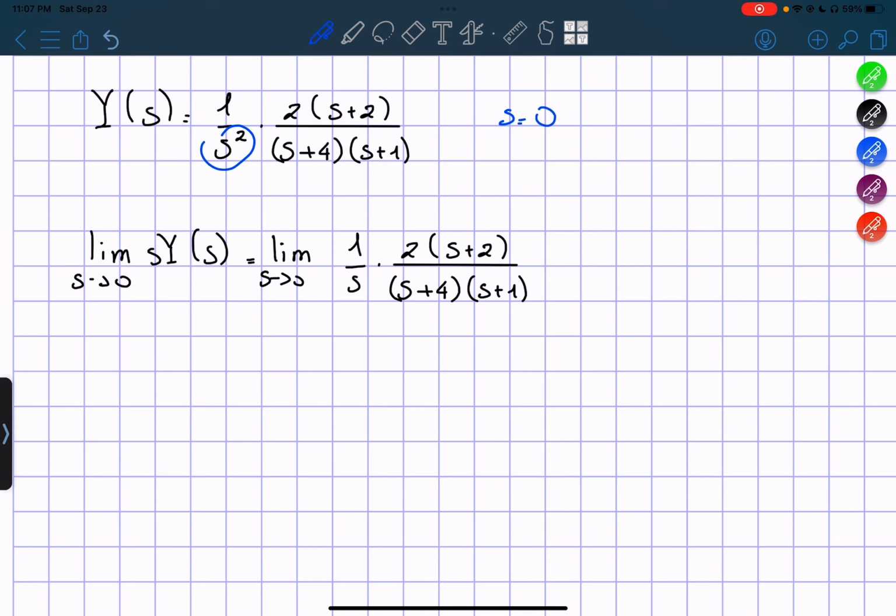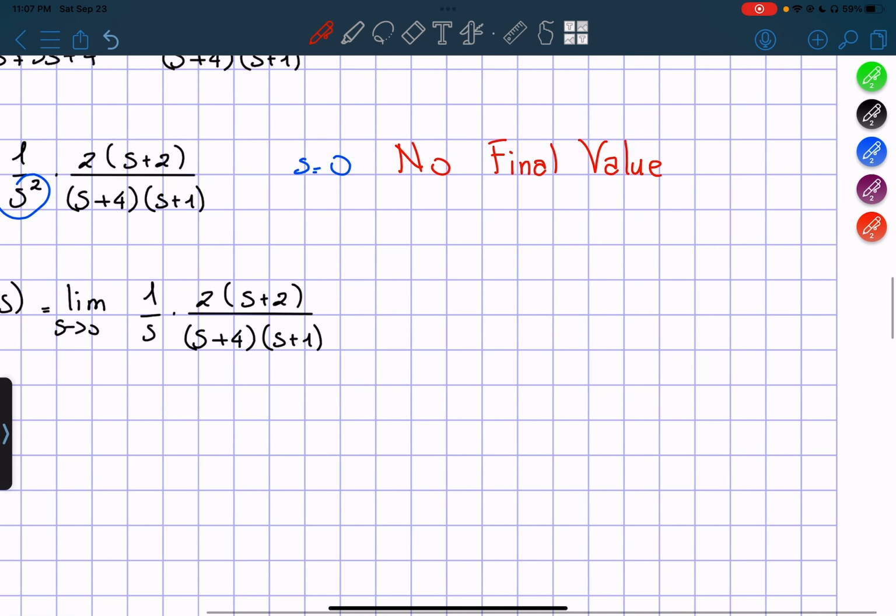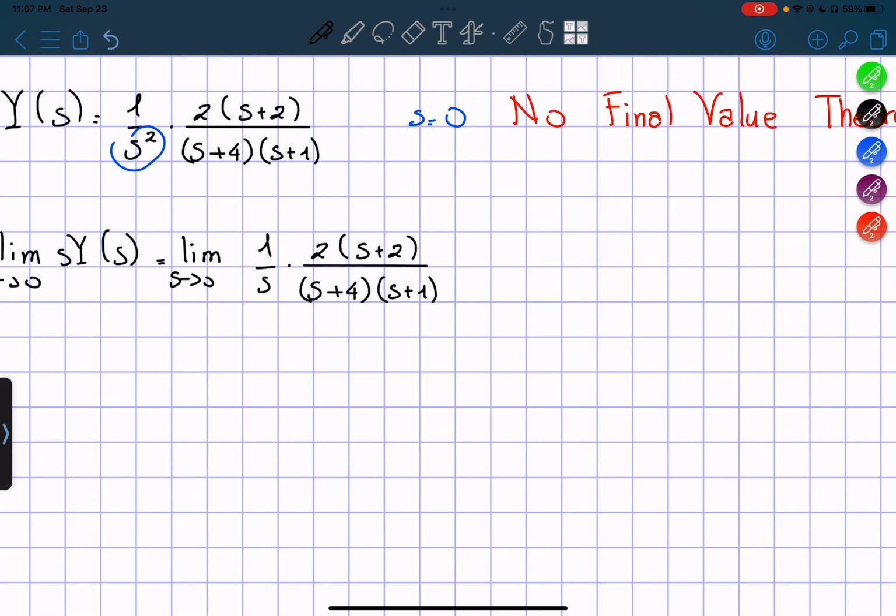A pole at 0 means that we cannot apply the final value theorem. So no final value theorem. Even though it seems like everything's working out, you can't. And you would see it because when you actually plug it in, you're going to get a 0 at the denominator and a 4 at the numerator. So you get 4 over 0, which doesn't work.